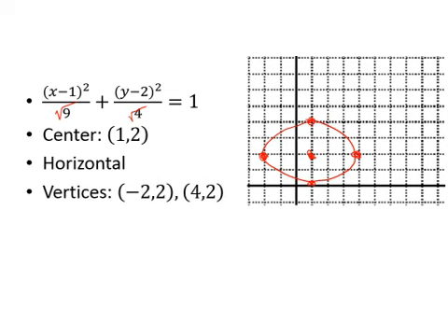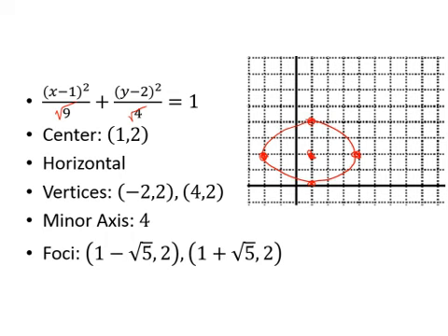So that means our vertices are at negative 2, 2 and 4, 2. And then our minor axis is a distance of 4. Our foci are going to be located there because what we would do is go 9 minus 4, which gets us 5, and we take the square root of 5. That's why you go 1 minus root 5 and 1 plus root 5, because that's where the foci are. So the foci are going to be located somewhere in here-ish.